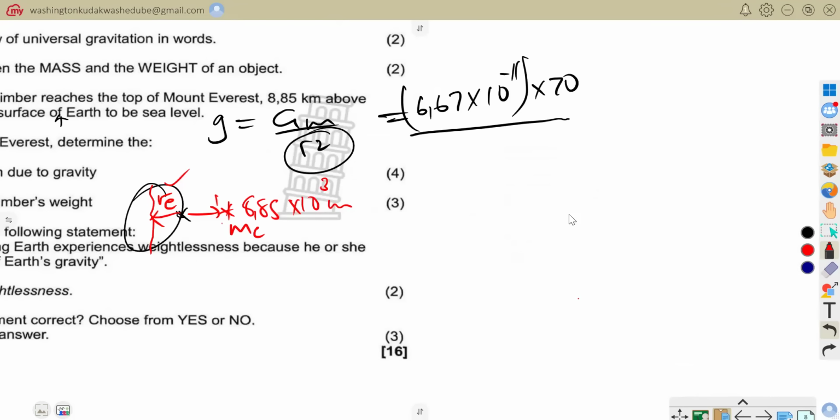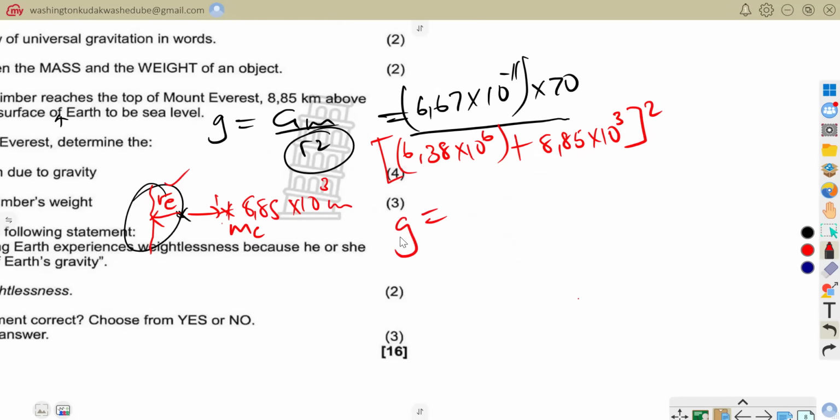So here we are going to say what? 6.38 times 10 to the power 6 plus 8.85 times 10 to the power 3. We need to square this. After that, we then get to find the what?